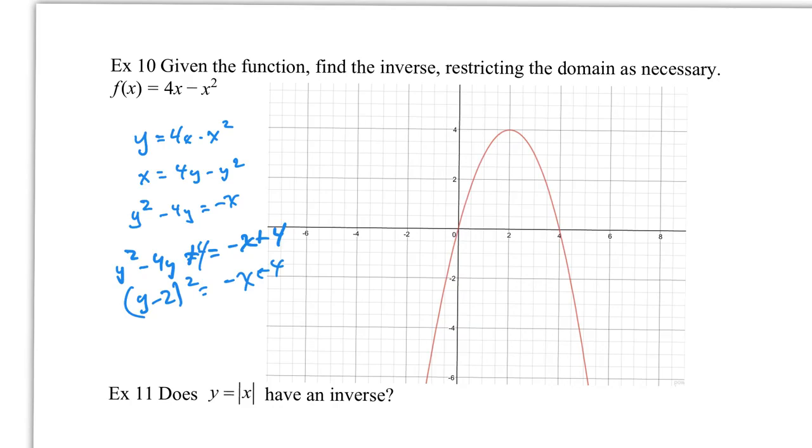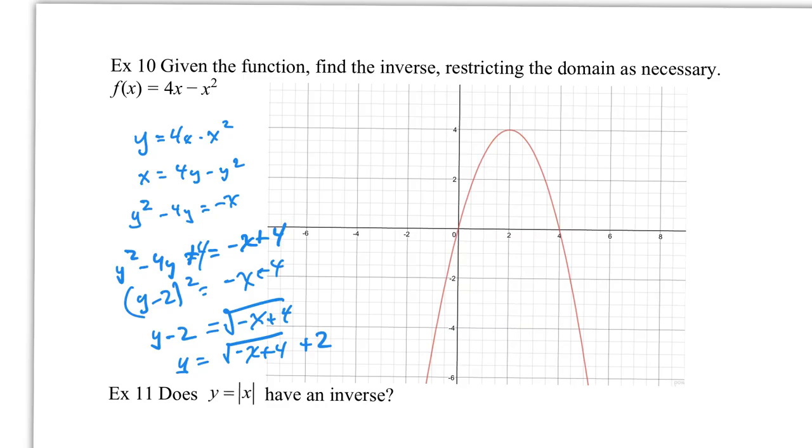And then I'm going to square root both sides. And one of the problems here is that when I square root both sides, I do plus or minus, and I'm going to end up with a function that doesn't work, so I'm only going to take the positive square root here, which is going to restrict my domain, and I'll talk about that in a second. Okay, and then I'm going to add 2 to it, so I get y equals the square root of negative x plus 4, plus 2.